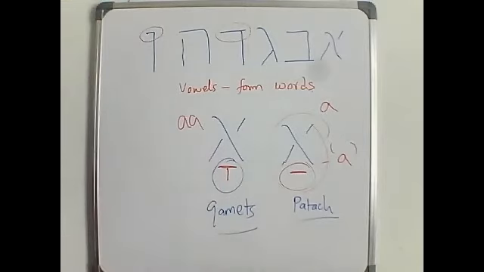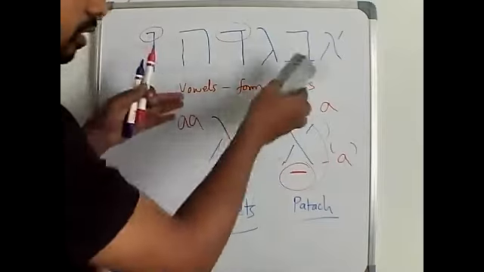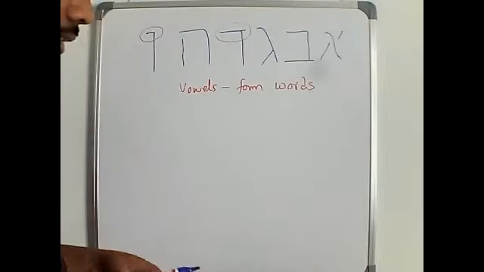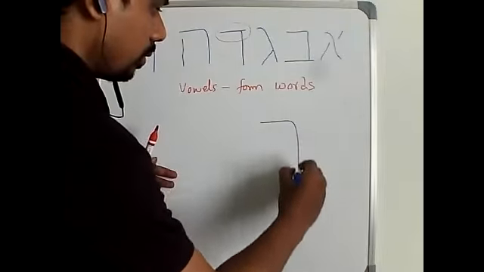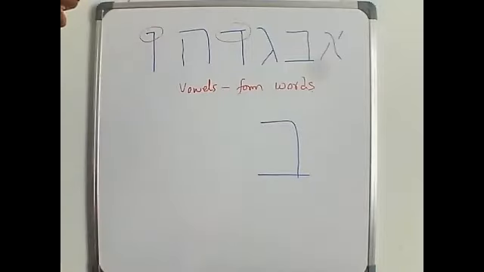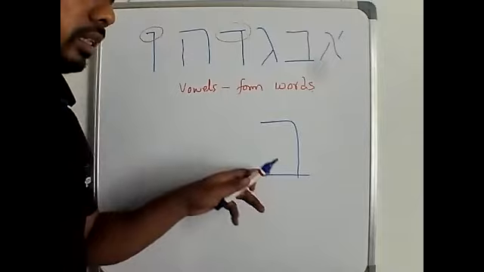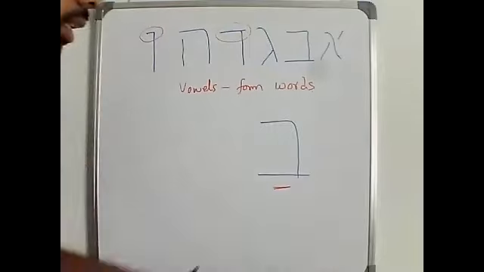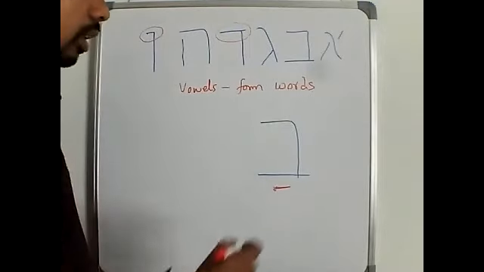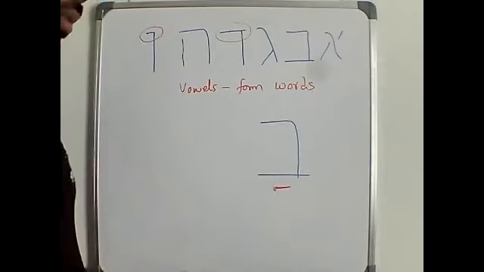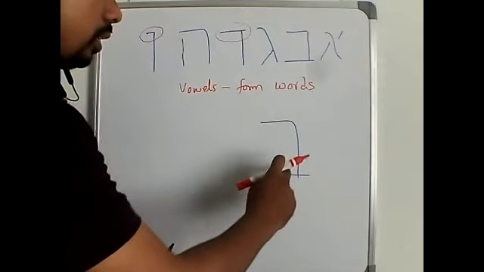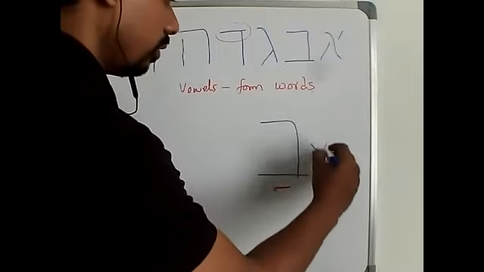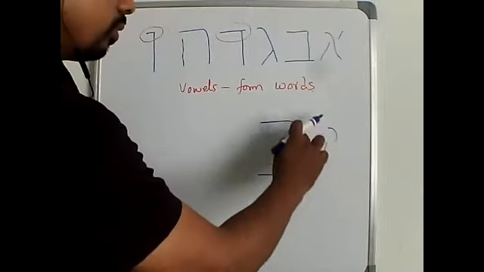I'm going to use different examples. This is for Aleph. Now we'll see, what is this letter? This is Beit. The name of this letter is Beit. When we have a small line here, do you remember, if the letter Beit doesn't have any dot, it will have the sound of V, right?